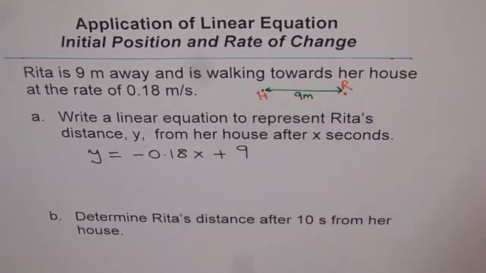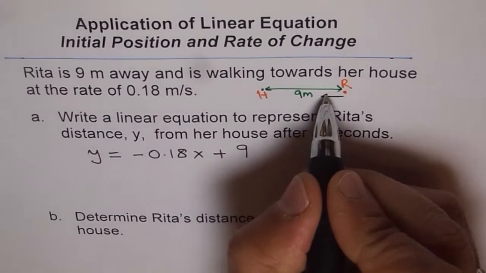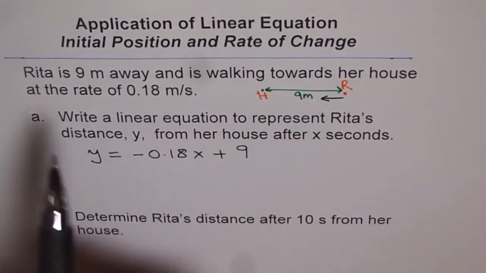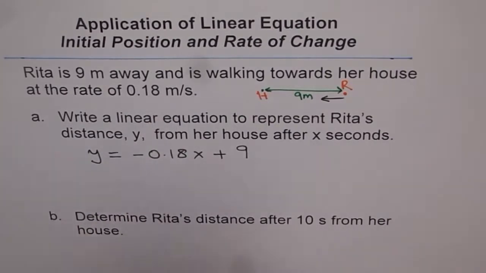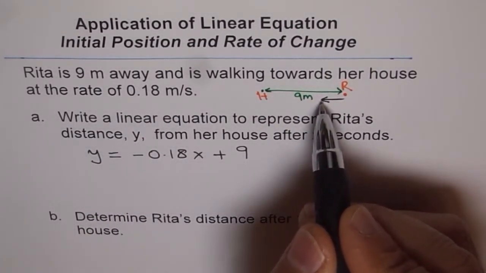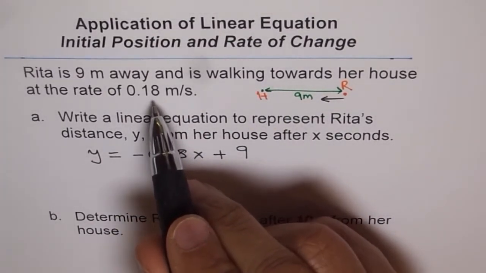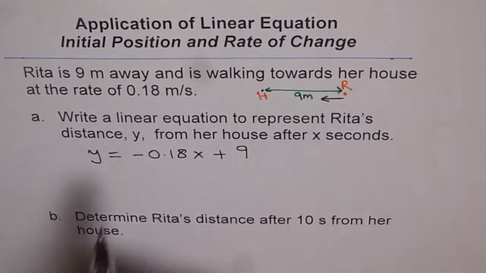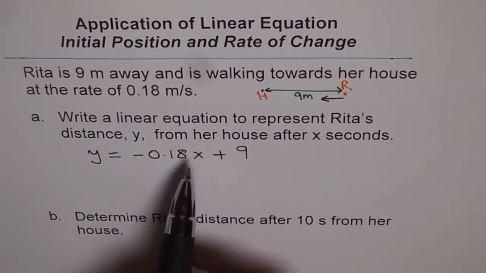And she is walking towards her house. That means she is walking towards the house at the rate of 0.18 meters per second. So every second, distance is decreasing by 0.18 meter. Therefore, the rate of change is negative, and therefore we have taken minus 0.18 every second.